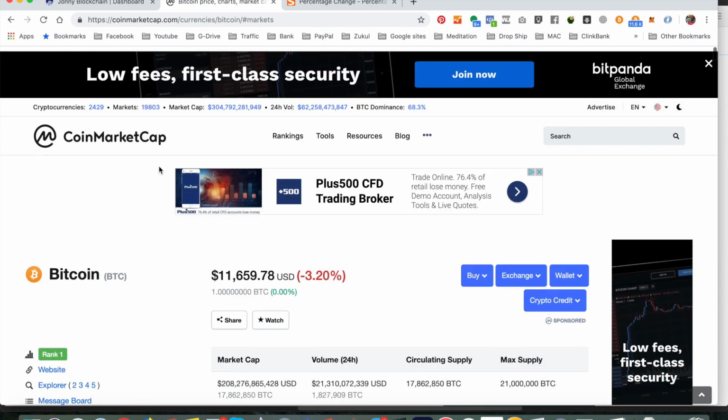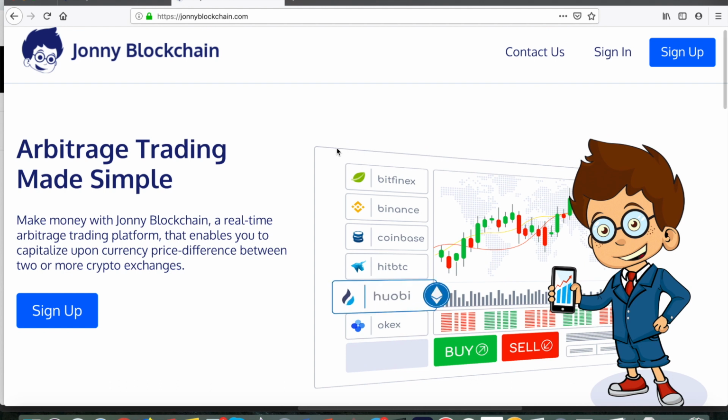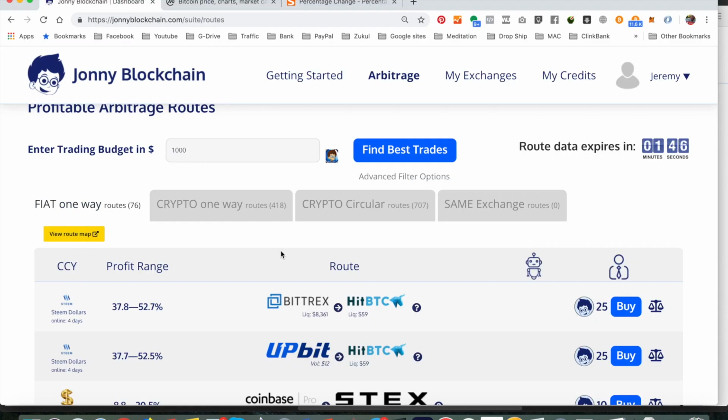Now, you can do that exercise that I've done and go through all the 2,429 coins, but I can tell you that's going to take you a long time. But if you'd like to know the quick way of doing it with just a few clicks of the mouse, let me introduce to you a website called Jonny Blockchain. Arbitrage trading made simple. Right now inside Jonny Blockchain, we have over 1,000 arbitrage trades where we've done all the work for you and worked out all the routes. Let me just show you some of the routes that we've got available.